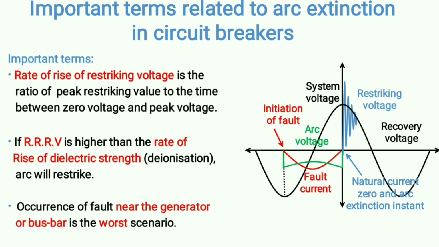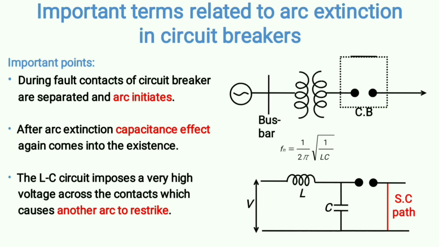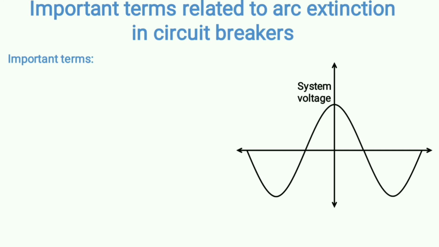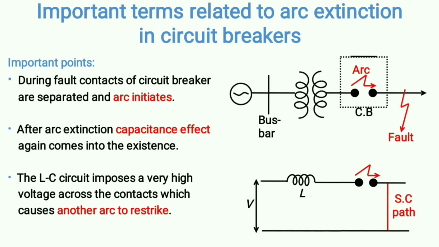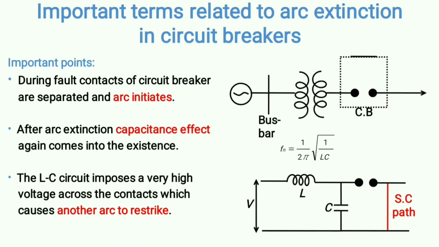Okay, one last thing, occurrence of a fault near the generator or bus bar is the worst scenario. Why? So I have already explained what this natural frequency is. Initially I was showing that the fault has taken place somewhere around here, but now for example the fault has taken place somewhere around here. So now as you can see, capacitance actually depends on the length of the line.